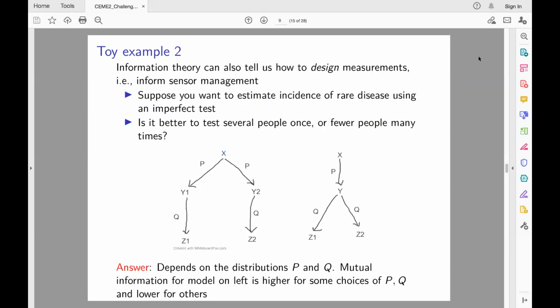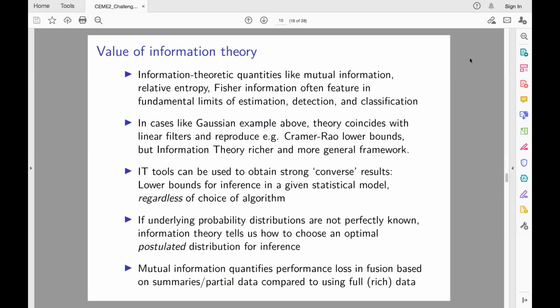Well, we don't know in general because it depends. For different choices of P and Q, the answer will be different. So again, your obvious intuition as to how the world should work isn't necessarily valid in this case. Okay, next slide.